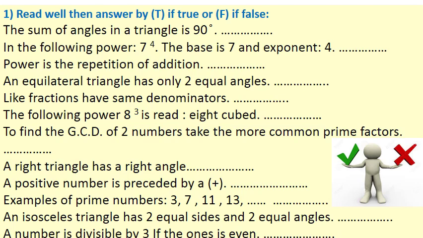Solve and answer by true or false. The first one, Yaleen. The sum of angles in any triangle is 90 degrees. False. The sum of angles in any triangle is 180 degrees. So this is false because the sum of angles in a triangle is 180 degrees.